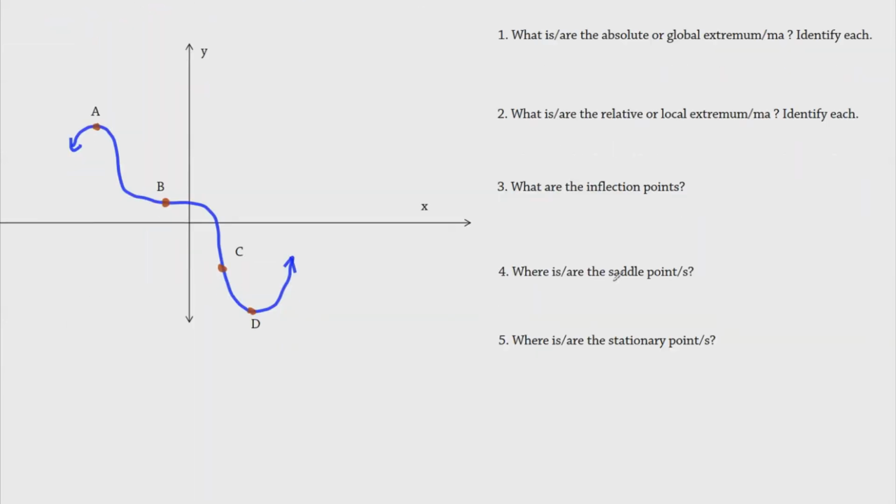Okay, so same questions pa rin. So the first one would be, what is or are the absolute or global extrema? Identify each. So, by the way, ito, mas kukunti yung kanyang mga points. Kung mapansin niyo, we only have 4 points here. Okay? And the first question is, what is or are the absolute global extrema? Identify each. Okay? So, I'll give you 5 seconds, probably, to answer this number 1 question.